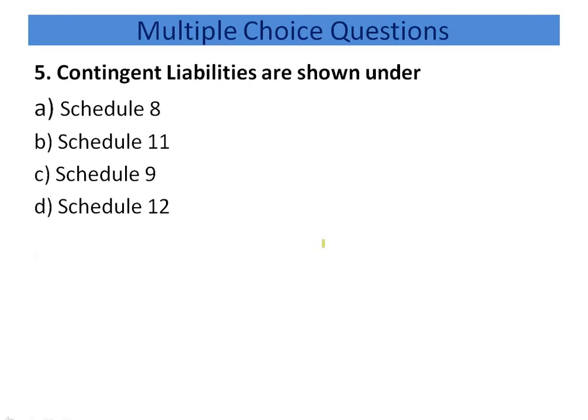The last question is, contingent liabilities are shown under option A, Schedule 8. Option B, Schedule 11. Option C, Schedule 9. Option D, Schedule 12. The right answer is option D, Schedule 12.